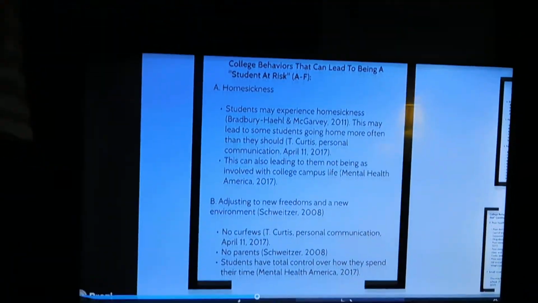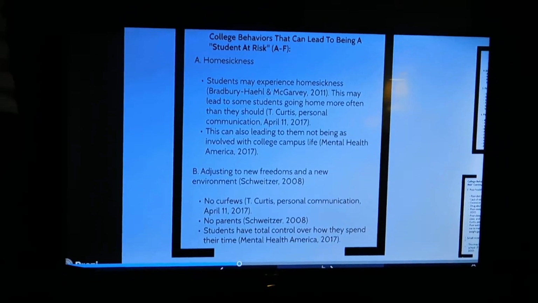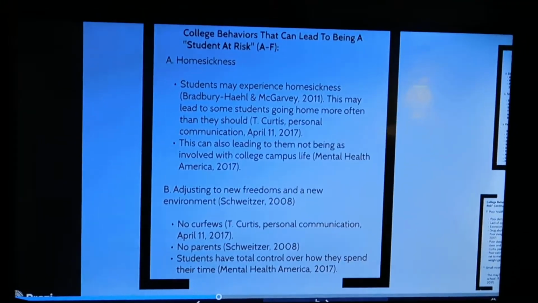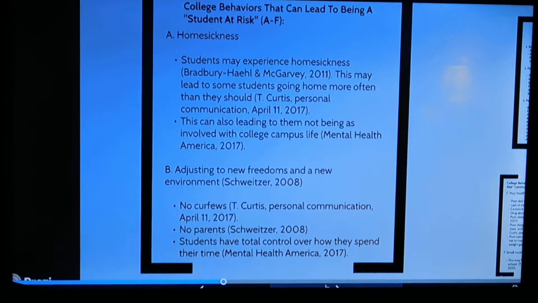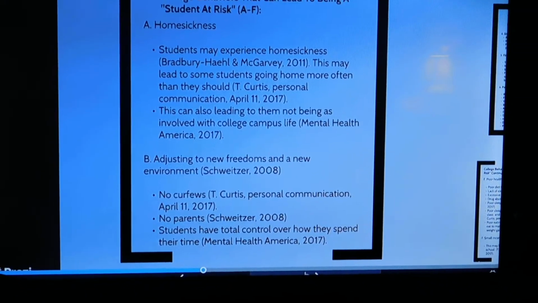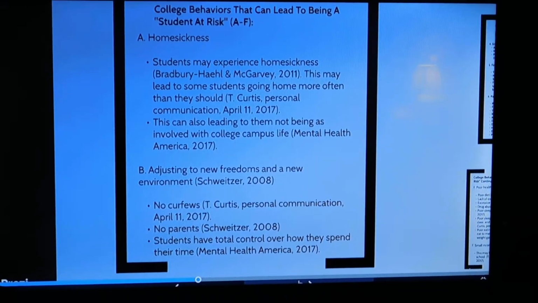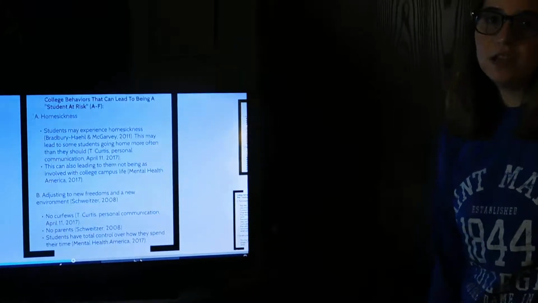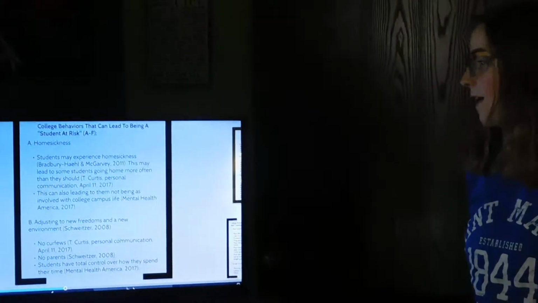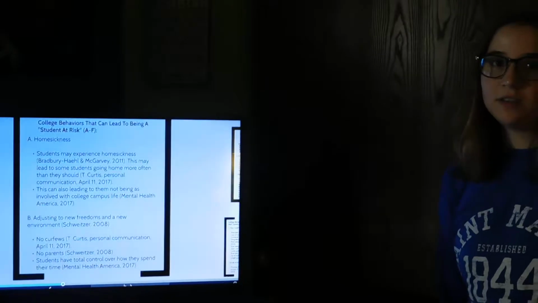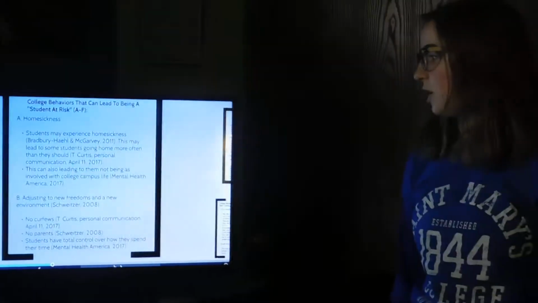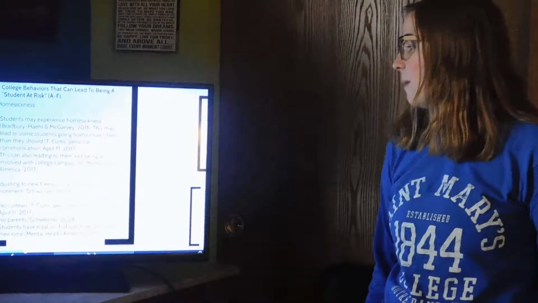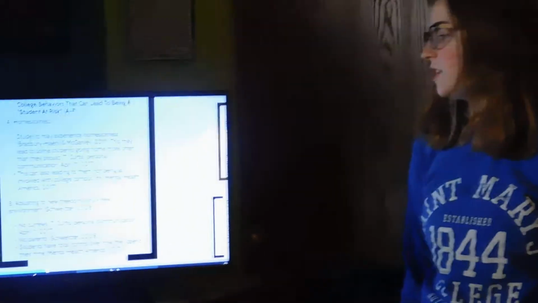These are college behaviors that can lead to a student being a student at risk. Homesickness is a very common one because students who experience homesickness can lead to some students going home more often than they should. This can lead to the student not being as involved in the school environment. Another behavior that can lead to being a student at risk is adjusting to new freedoms and a new environment. Many freshman students and new transfer students have to adjust to a new freedom because they do not have their parents there to tell them no. Many struggle with no curfews and having total control of how they spend their time.